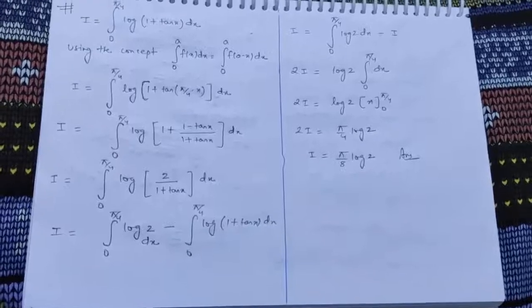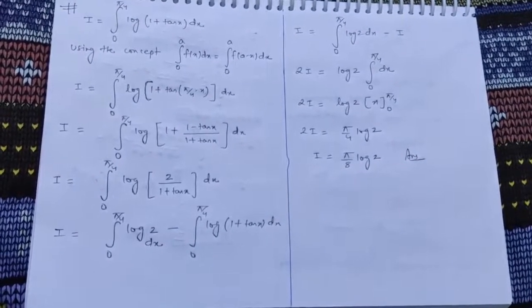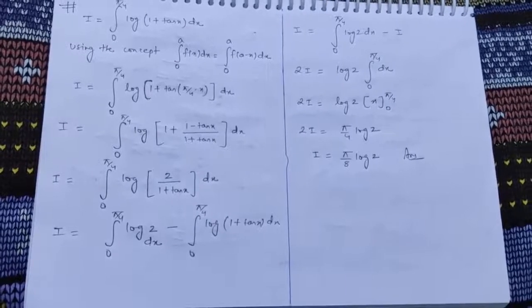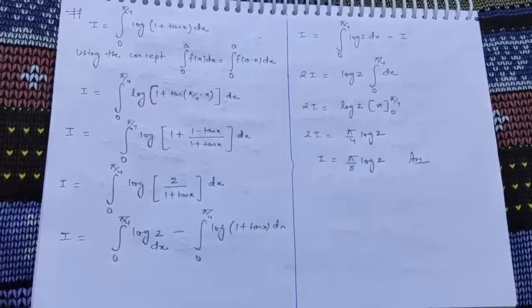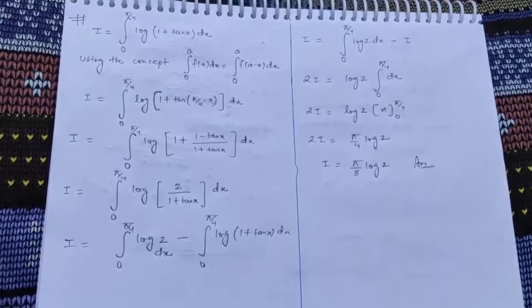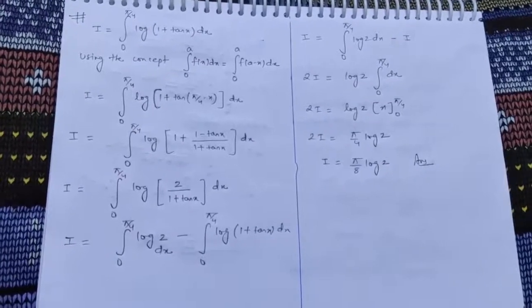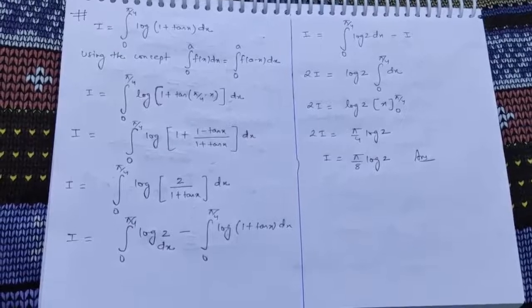Now we see the question is repeating in this last line, so in that place I have inserted I. Now this goes to the left side and becomes 2I. Now log 2 is taken outside and the integration of dx is x. Substituting the values pi by 4 and 0, we get pi by 4 log 2. So the final answer is I is equal to pi by 8 log 2.